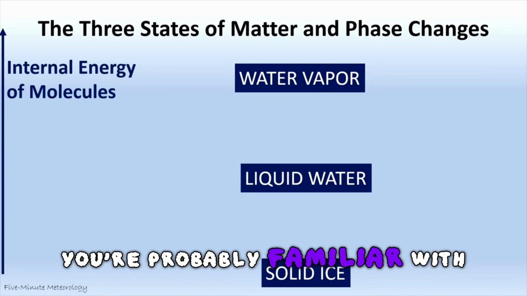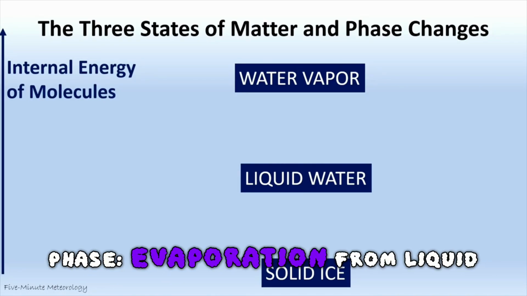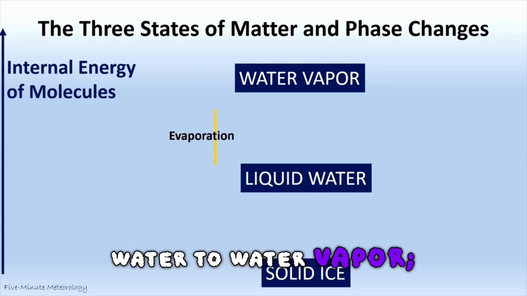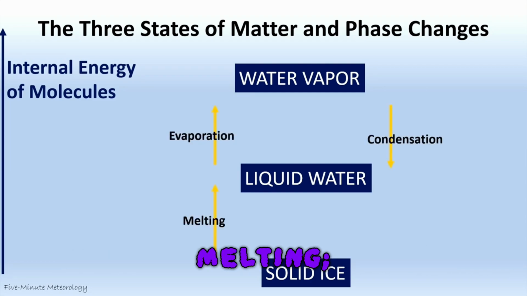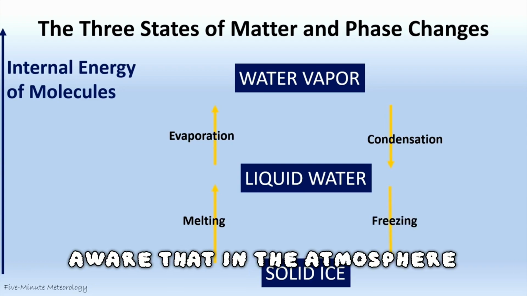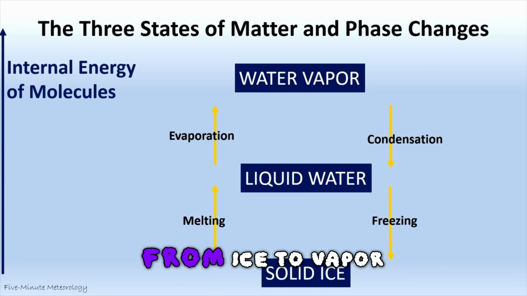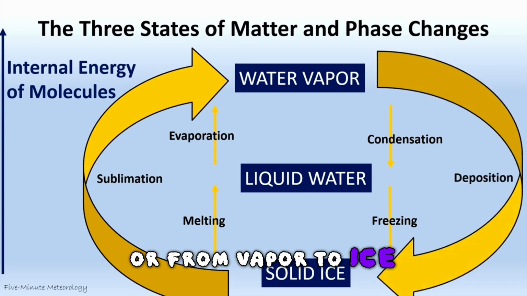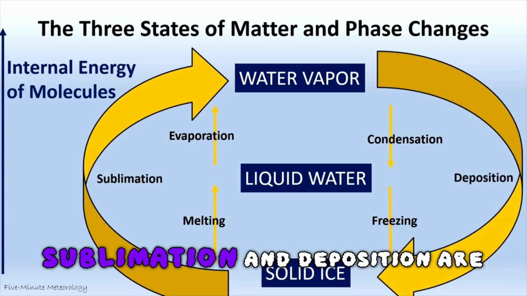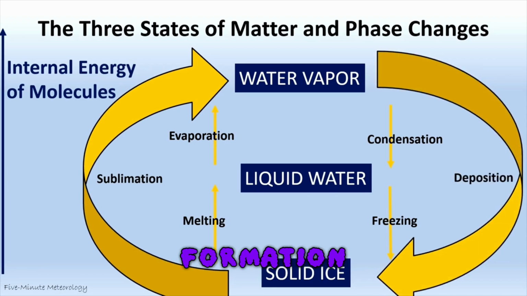You're probably familiar with how water can change phase: evaporation, from liquid water to water vapor; condensation, from vapor to liquid; melting; and freezing. But you may not be aware that in the atmosphere, water can go straight from ice to vapor, which we call sublimation, or from vapor to ice, that's deposition. Sublimation and deposition are important for snowflake formation.